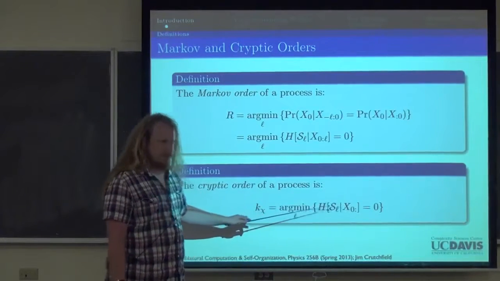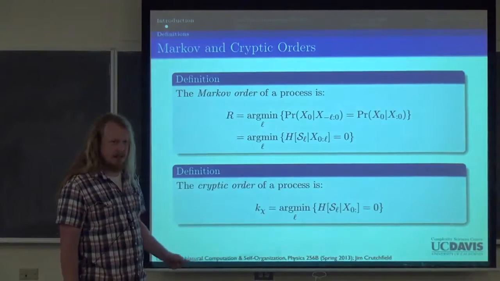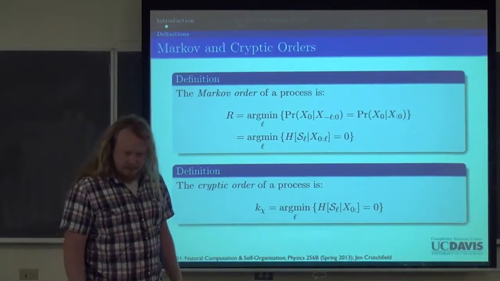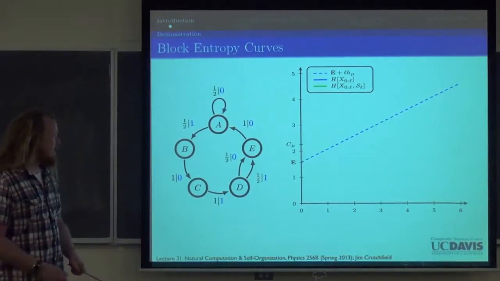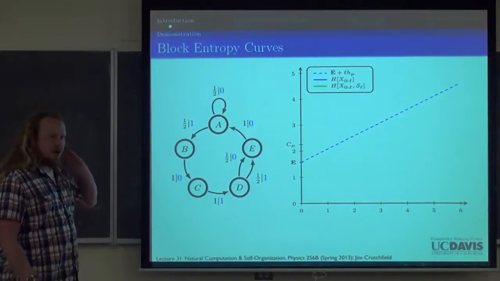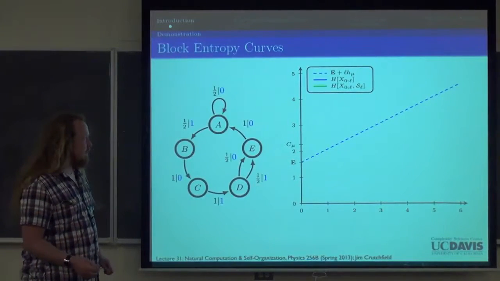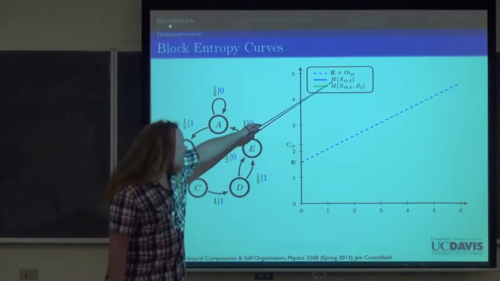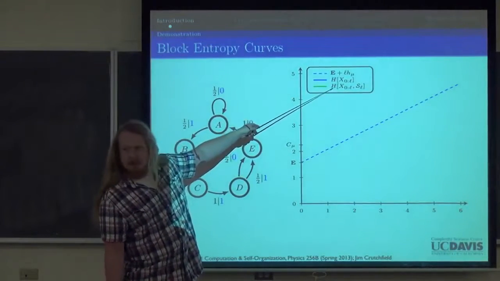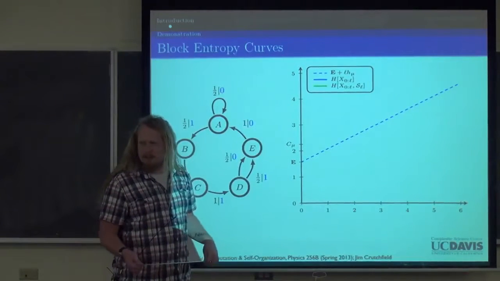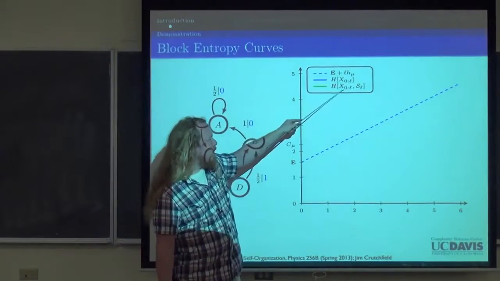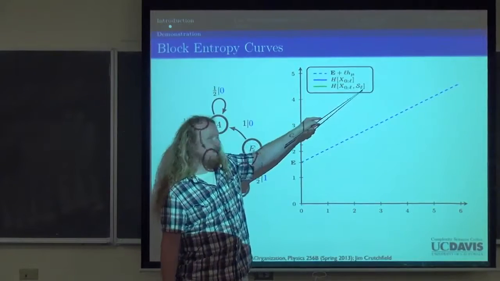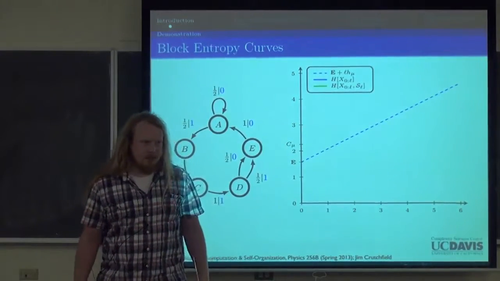So we'll see some examples of what this means exactly and concretely very soon. But first, the naive approach to calculating the Markov and cryptic orders is using block entropies and block state entropies, which have those been talked about yet? A little bit? It's just, as you can see, the entropy of not just a block of symbols, but also the state induced upon seeing those symbols.